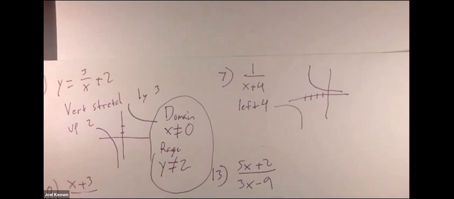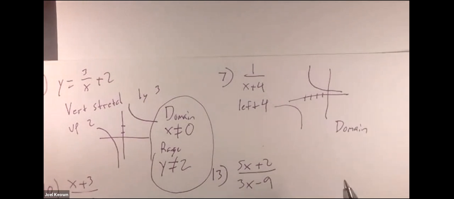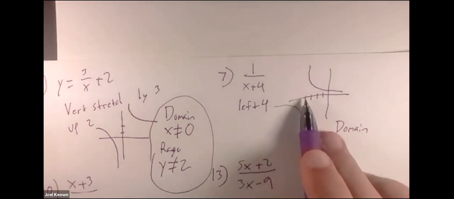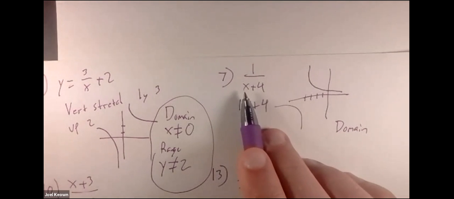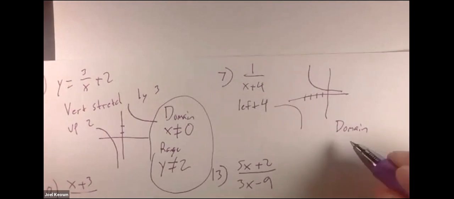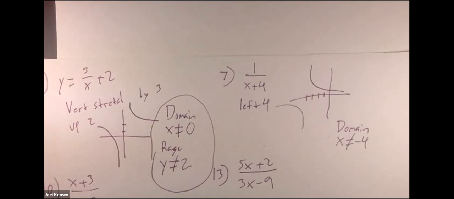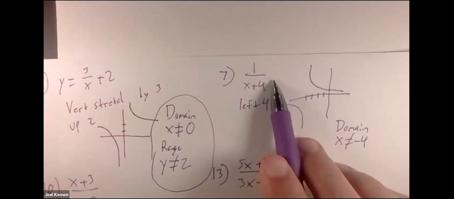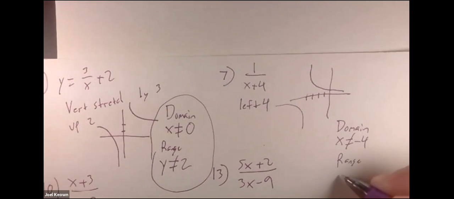But again, what I care about is domain and range. Domain. Well, left 4, the value I cannot plug in here is -4. -4 plus 4 gives me 0. My domain is x cannot equal -4. My range, well, it's not shifted up or down at all. So my range is y cannot be 0.